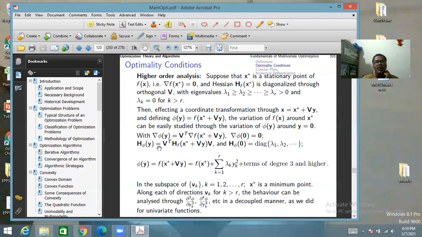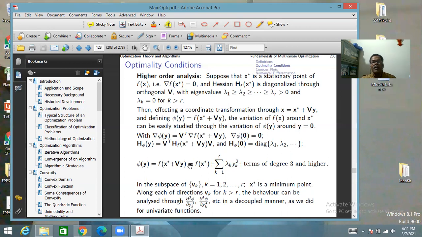So this is 0. Now the Hessian of phi. There you will again have, this is a constant matrix, so it stays as it is, and this gets further differentiated. So you get V transpose times the Hessian times V. Now again, if you evaluate at y equal to 0, you will get V transpose H f(x star) V. And since V gives the orthogonal diagonalization of the Hessian, V transpose H f V will be diagonal, and that is this matrix.